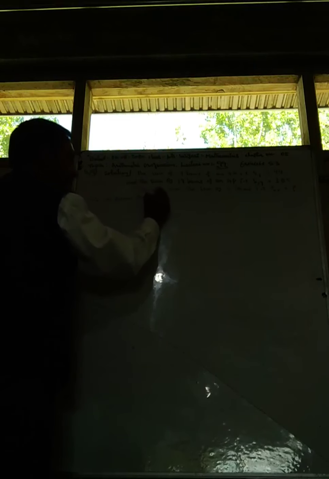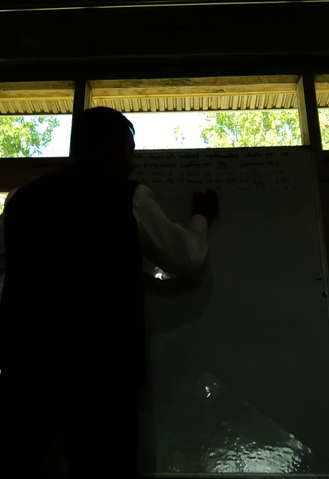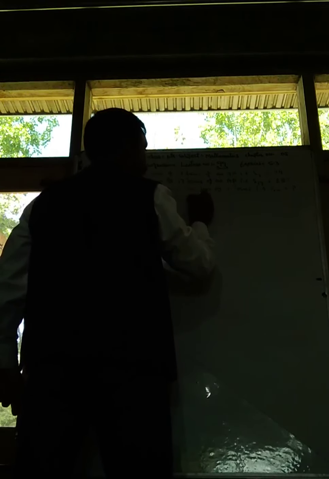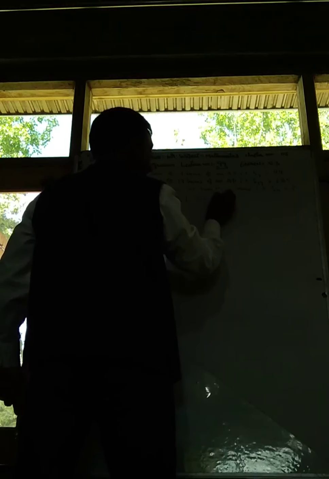As we know that S7 is equal to n by 2 into 2A, as we know that sum of n terms is equal to n by 2, 7 divided by 2 into 2A plus n minus 1, 7 minus 1 into D.